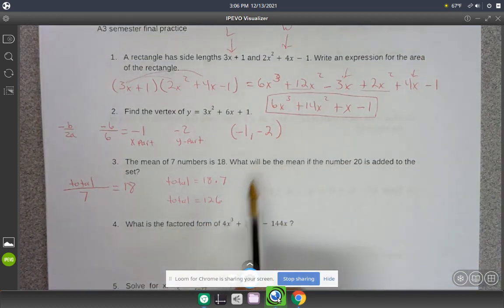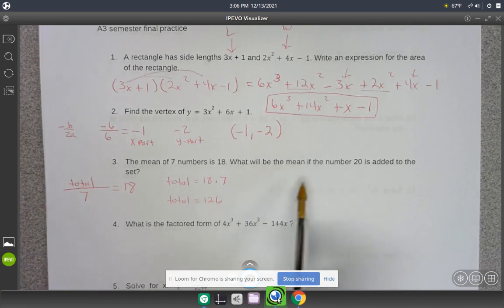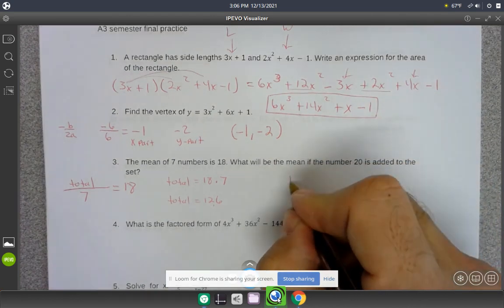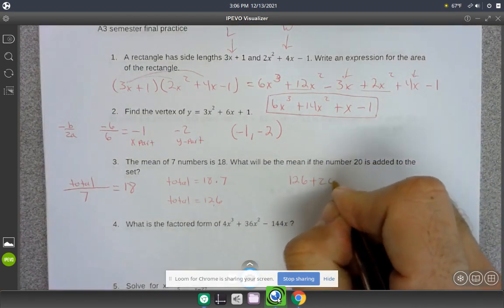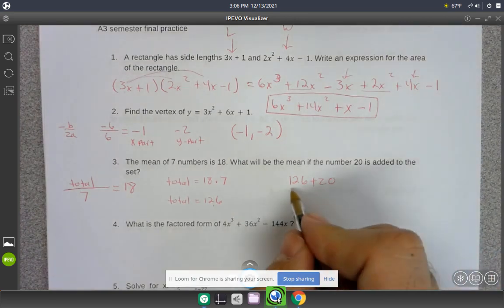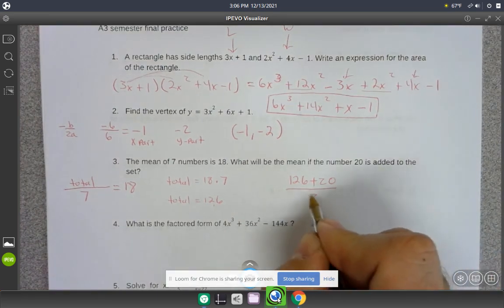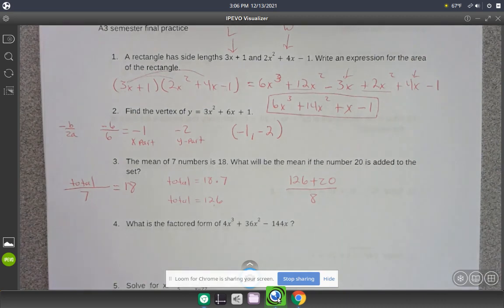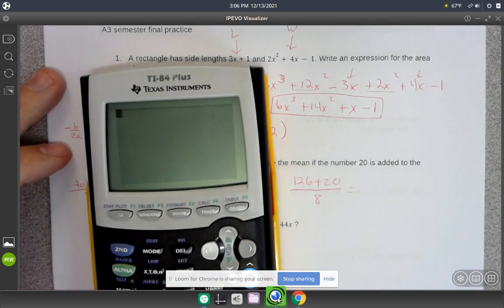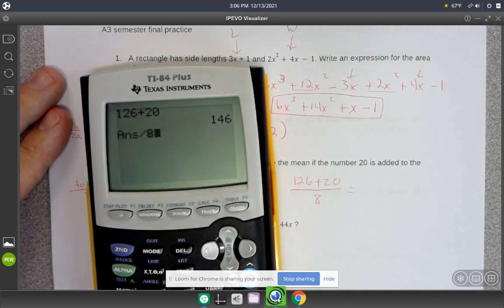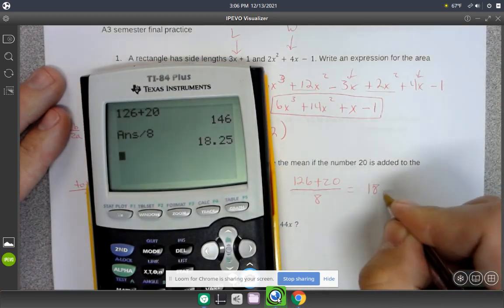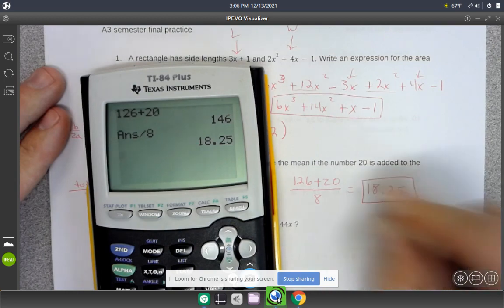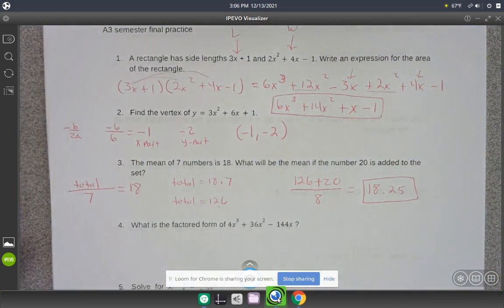Now, what will be the mean if the number 20 is added to the set? So I'm going to add 20 on top of this total. So 126 plus 20. But then I'm going to divide it by 8 because now there are 8 numbers in the set. So whatever this comes out to is going to be my answer. 126 plus 20 divided by 8, 18.25. That's going to be my new average. Okay.